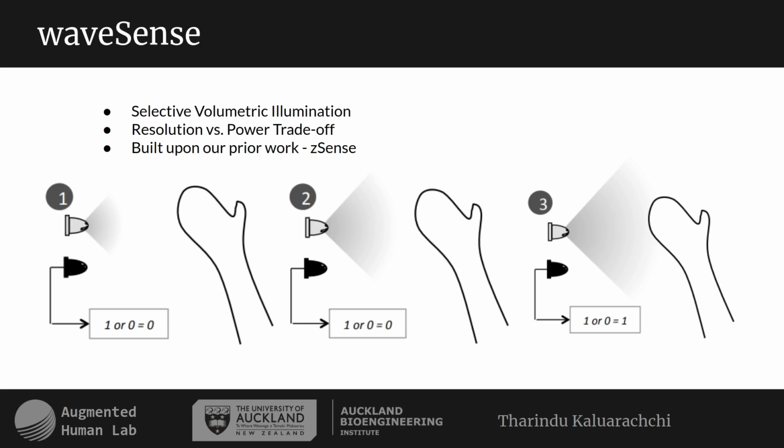We developed waveSense based on selective volumetric illumination. We leveraged the resolution versus power trade-off to reduce the power by optimizing the system to run in the optimal resolution. WaveSense is built upon our prior work ZSense, which also is an IR-based finger gesture recognition system. In contrast, waveSense can detect hand gestures at a lower power level within an extended sensing range. In waveSense, IR emitters work in a binary mode compared to the analog mode in ZSense.